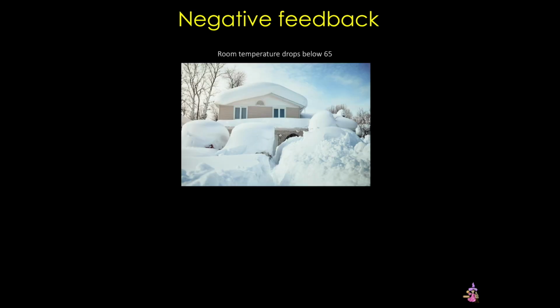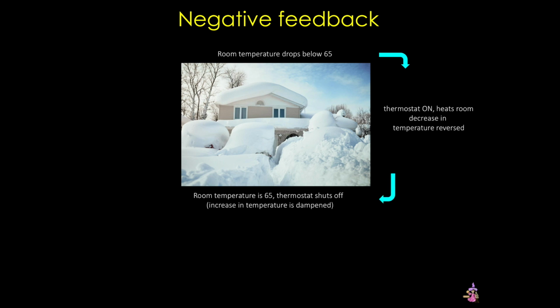Now, what about the more common negative feedback or feedback inhibition? In this case, when a hormone activates its target cell, an inhibitory signal is generated, either directly or indirectly, to halt hormone production. So here's an example. Heating your house in the winter when the temperature falls below 65. So a signal will turn the thermostat on. And this is going to reverse that low temperature. And once the temperature moves towards 65, which is your desired result, the thermostat will shut off. So the increase will be dampened, and the room will cool down.